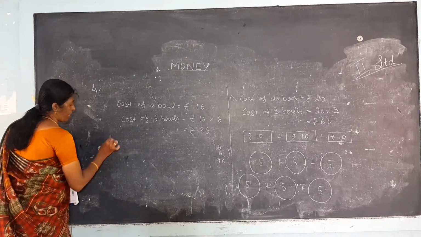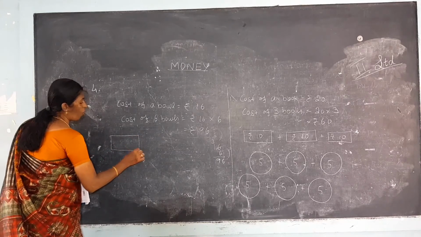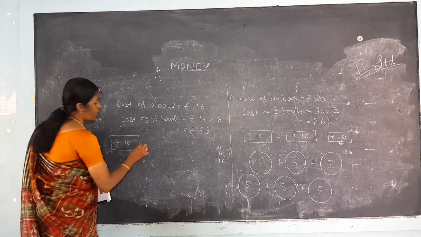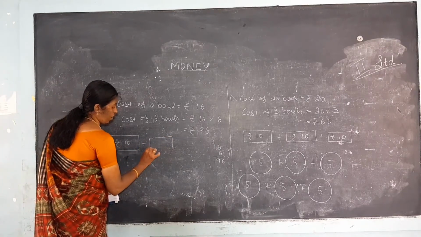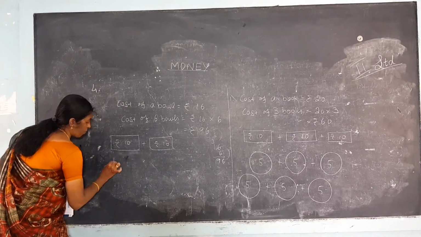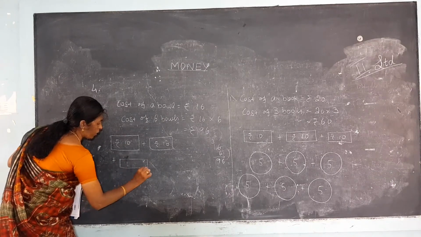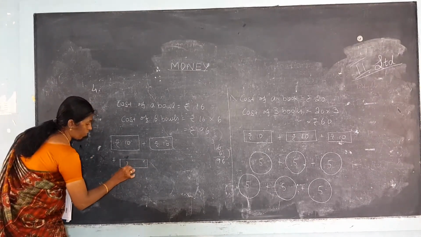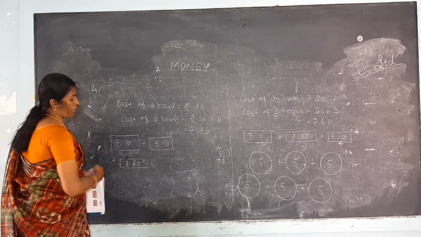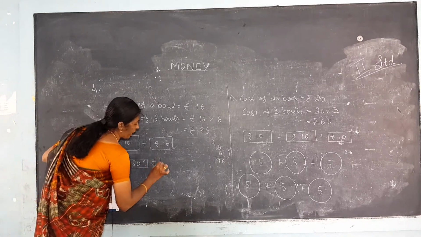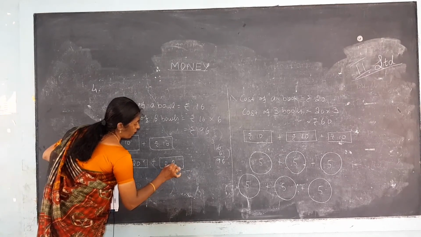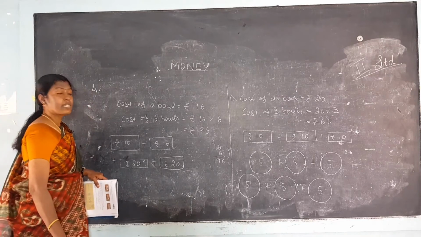You see here, how much do you take? First you take a 10 rupee note. Next again you take a 10 rupee note. Next take a 20 rupee note, or a 5 rupee coin or anything. 10 plus 10 is 20, 20 plus 20 is 40. Again you take a 20 rupee note, 40 plus 20 is 60.